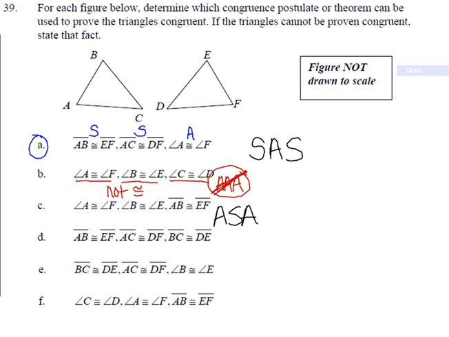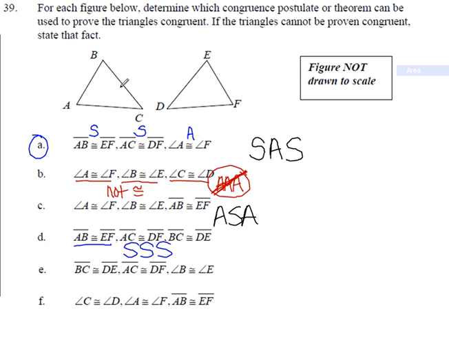All right, 39D. AB is congruent to EF, AC is congruent to DF, and BC is congruent to DE. That is side, side, side.